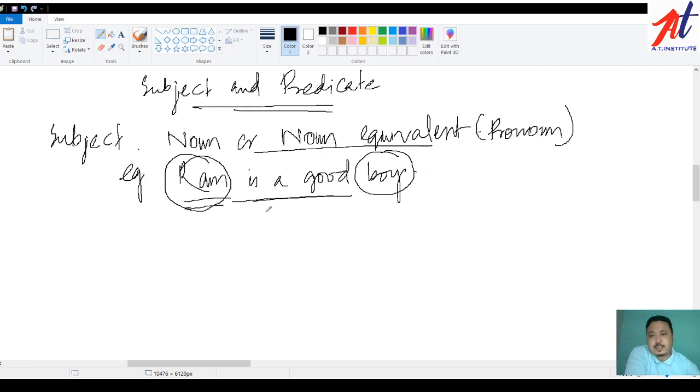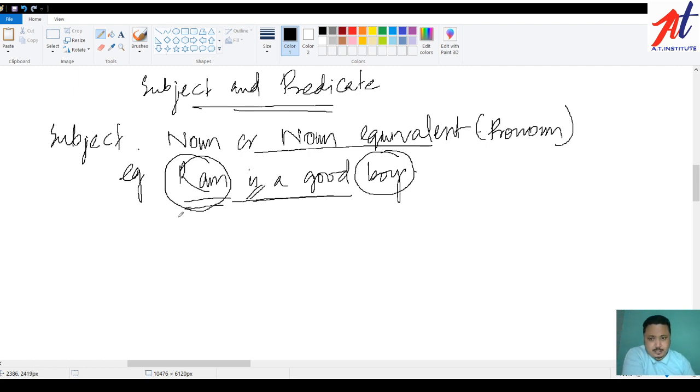Okay, so you can see that there are two things to be observed here. The first thing is Ram, about Ram, the whole sentence is, and the second, you can see that after Ram we have a verb is. That is why Ram is our subject.